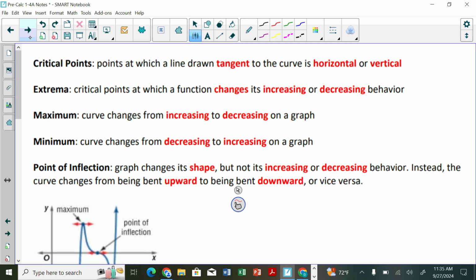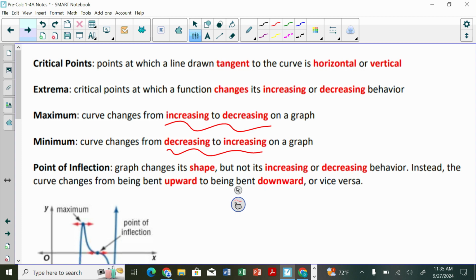Extrema, those are critical points at which the function changes increasing or decreasing behavior. So it might change from increasing to decreasing. It might change from decreasing to increasing, things like that. We've talked about maximum and minimum before. Maximum is where the curve changes from increasing to decreasing. Minimum is where it changes from decreasing to increasing. So we've talked about those before as well.